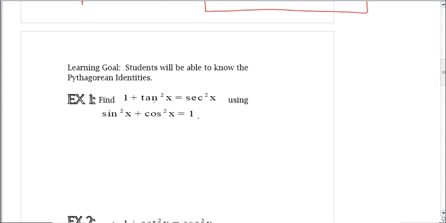It says find 1 plus tangent squared x is equal to secant squared x, using the formula we just came up with. Alright, no worries. Let me grab Mr. Blue. Now, think about this. If I wanted to get secant squared x, I would have to divide everything by cosine squared x, because 1 over cosine squared x makes secant squared x. So I'm going to take my identity here and divide all the terms by cosine squared x and see what happens.